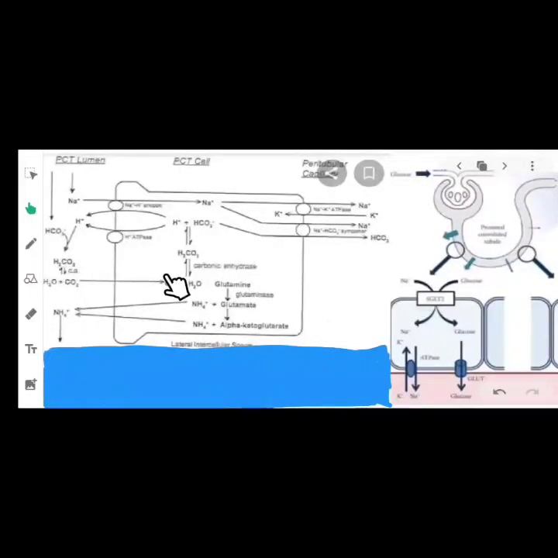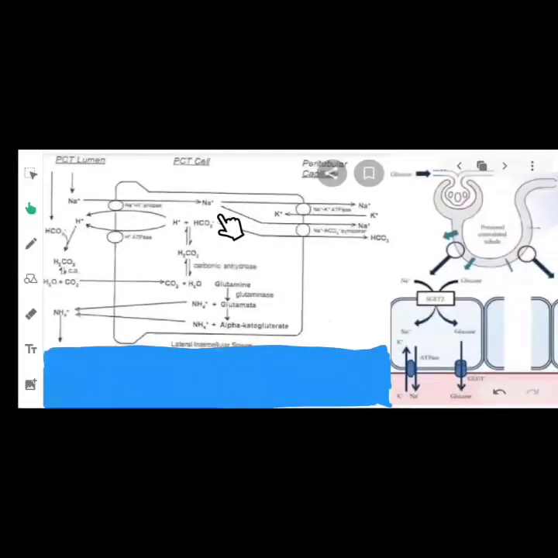And here, in the tubular cell, this carbon dioxide combines with water again and forms carbonic acid. It immediately dissociates then into hydrogen and bicarbonate. Bicarbonate was here, now it's in the cell. Can you see? So reabsorption of bicarbonate is occurring.